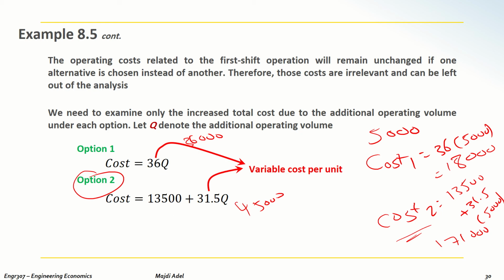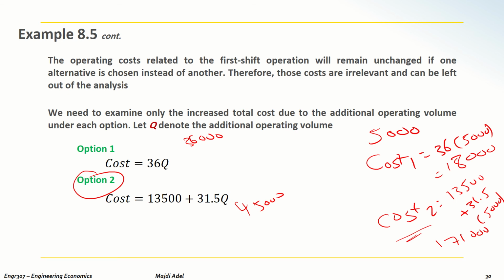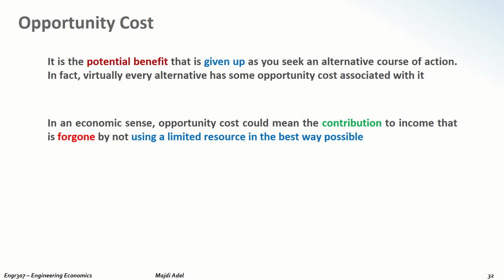In our case, we want to produce 4000 units. So the best option is option 2. The cost of option 2 is less than the cost of option 1 for producing 4000 units.